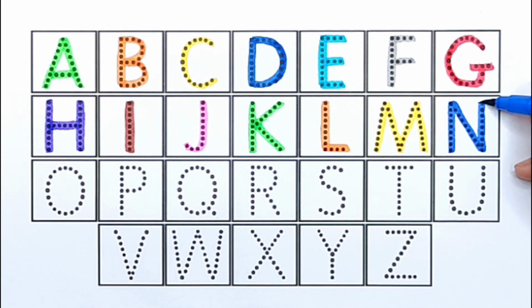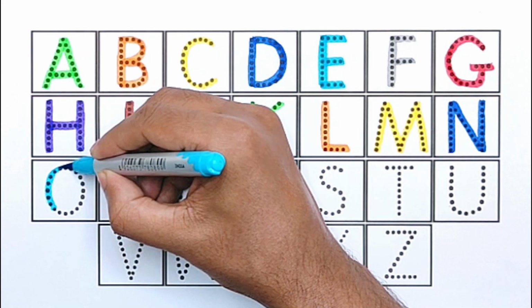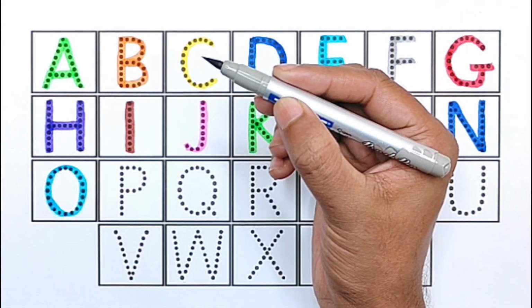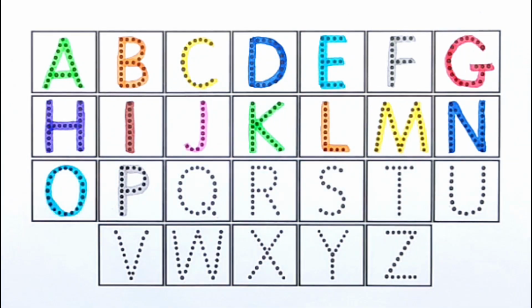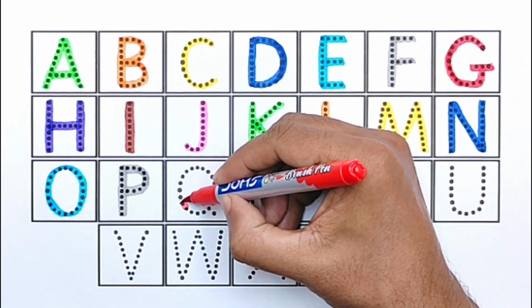N for nuts, sky blue color. O for onion, gray color. P for pineapple, red color.